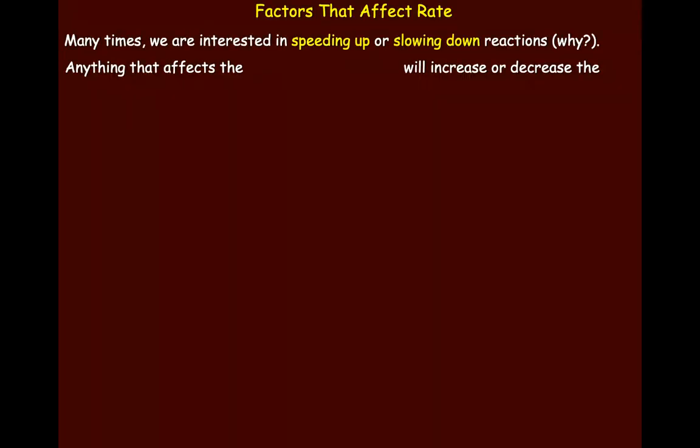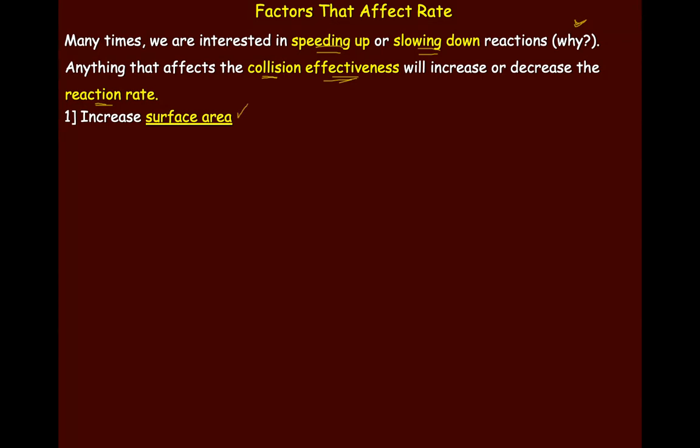The first thing is to think about what we need to do. Many times we're interested in speeding up or slowing down reactions. Think about why we'd want to do this. Anything that affects the collision effectiveness will increase or decrease the reaction rate. Again, we want to manipulate those two things. Number one is increasing the surface area. Many times, if we chop up things or increase the amount of particle surface involved, we usually get it to react faster.